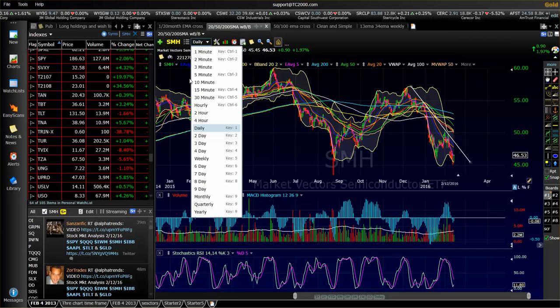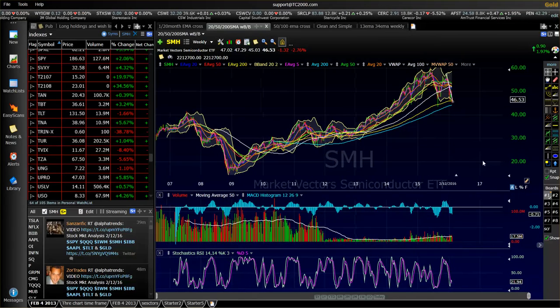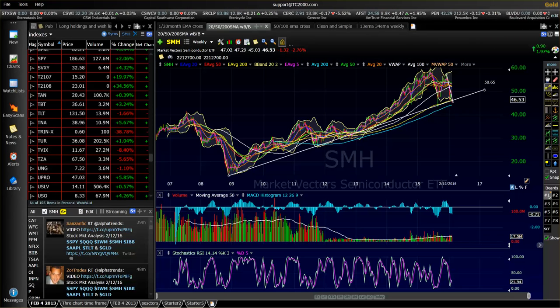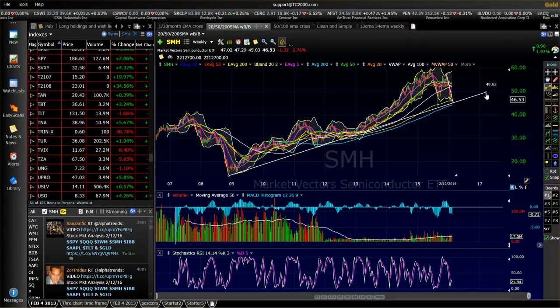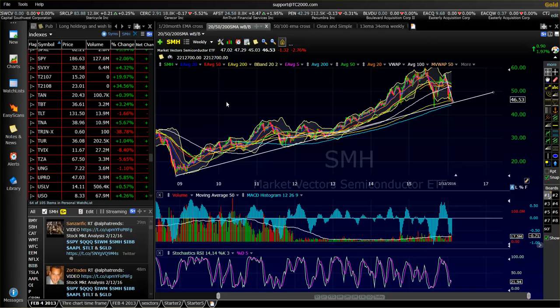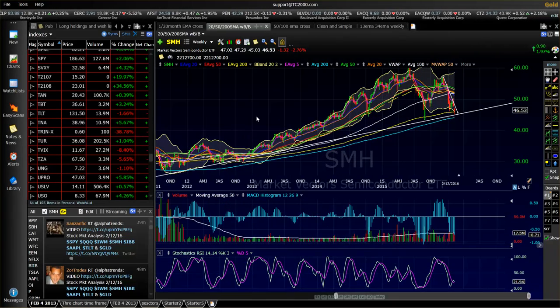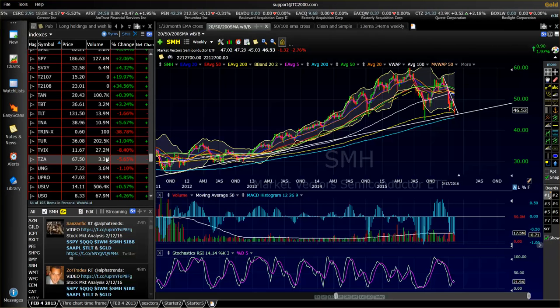Let's back it out to the weekly. And we can see that we're in a pretty clearly defined long-term dominant trend to the upside. But we again are in a position where we are testing that trend line. So that's going to make me a bit more cautious about taking a trade in the semiconductor sector.